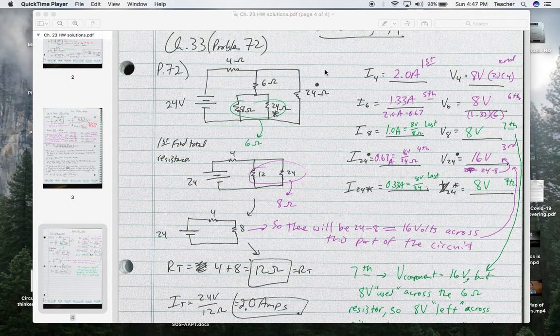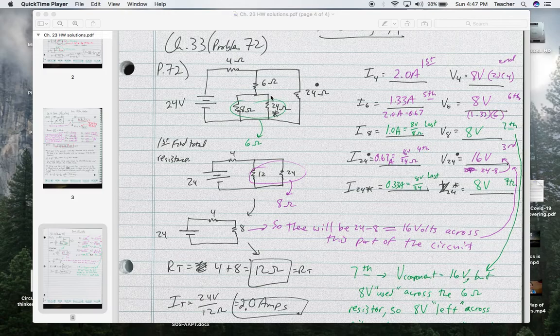From there, if I know that I have 2 amps total going through this and 2/3 of an amp going through this, I should be able to figure out using the junction rule how much current's going through this. That would be 1 1/3 amps, and that's the next thing I did. It's marked 5th. If I know I've got 1.33 amps through here, 1.33 times 6 gives me the amount of resistance, or pardon me, the voltage. That's 8 volts. So now I've solved everything except for these two.